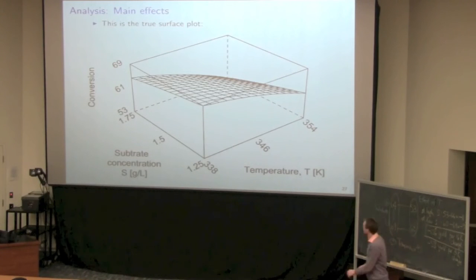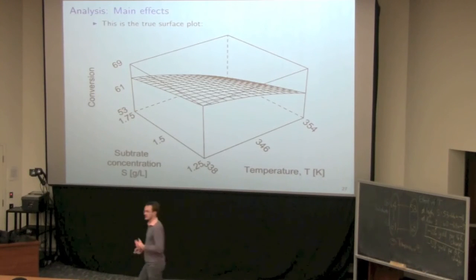We said also that the effect of substrate concentration, if we increase substrate concentration, is that yield will drop. And that's the data we're recording on these sides.